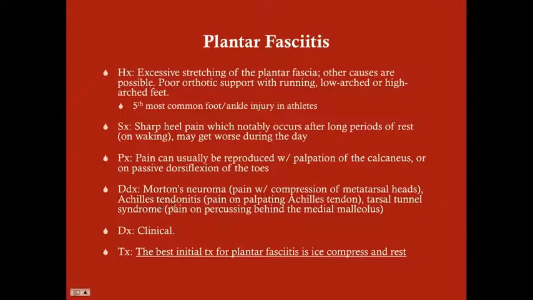Achilles tendonitis, note here that this is not Achilles tendon rupture, this is just Achilles tendonitis, so inflammation around the Achilles tendon. That pain should be reproducible by palpating the Achilles tendon, whereas the pain in plantar fasciitis is more in the heel on the bottom of the foot.